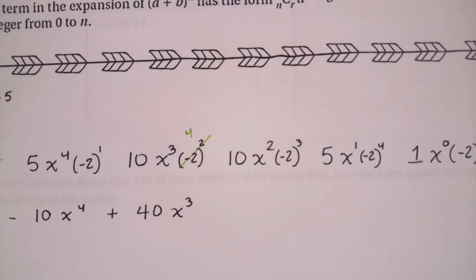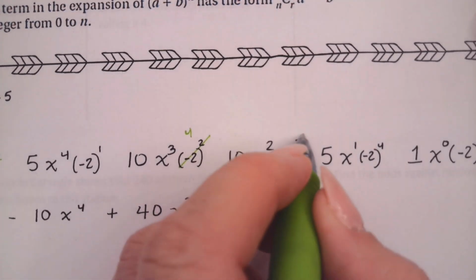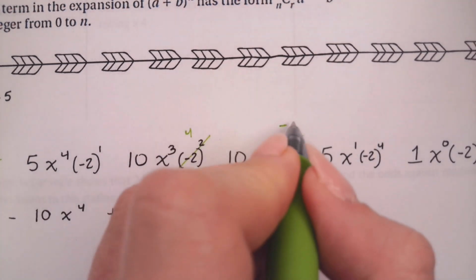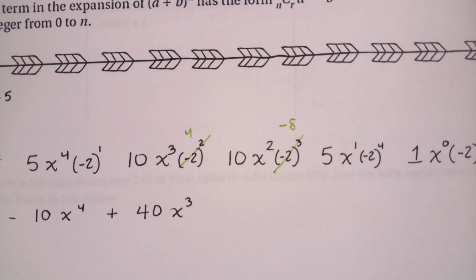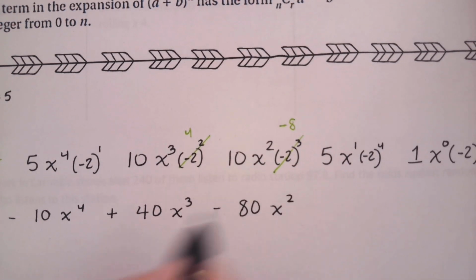Okay, for the next one, let's see, I got a 10, I got an x squared, I have a negative 2 to the 3rd power, which would simplify to negative 8. Very good. So I got 10x squared times negative 8. Altogether, that's going to simplify to negative 80x squared. Very good.